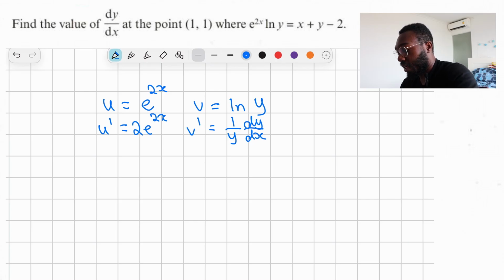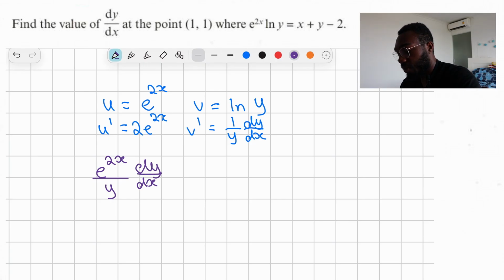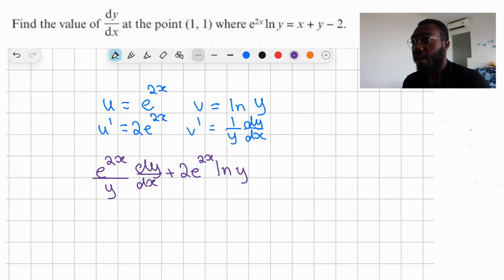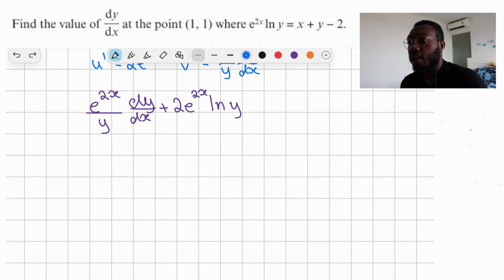If we do u times v dash, what do we get? Well, if we do u times v dash, we get e to the 2x over y, and that is dy over dx. And then we get a u dash times v, which would be a plus 2e to the 2x times ln y. Okay, so now we know that e to the 2x ln y, if we differentiate that, this is everything we get. So now that's the first bit done.